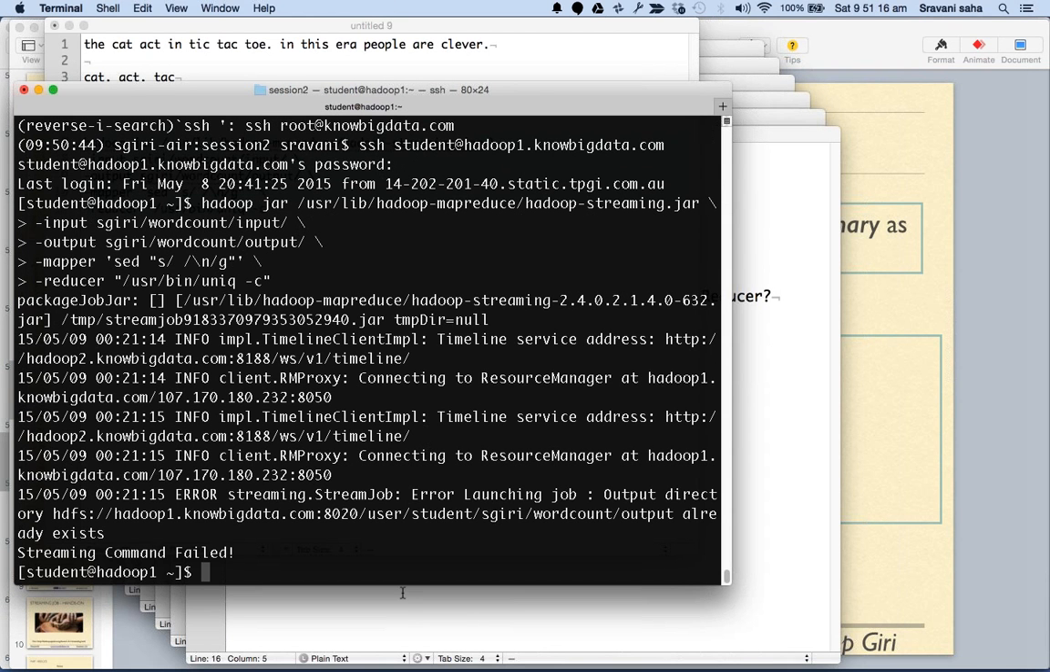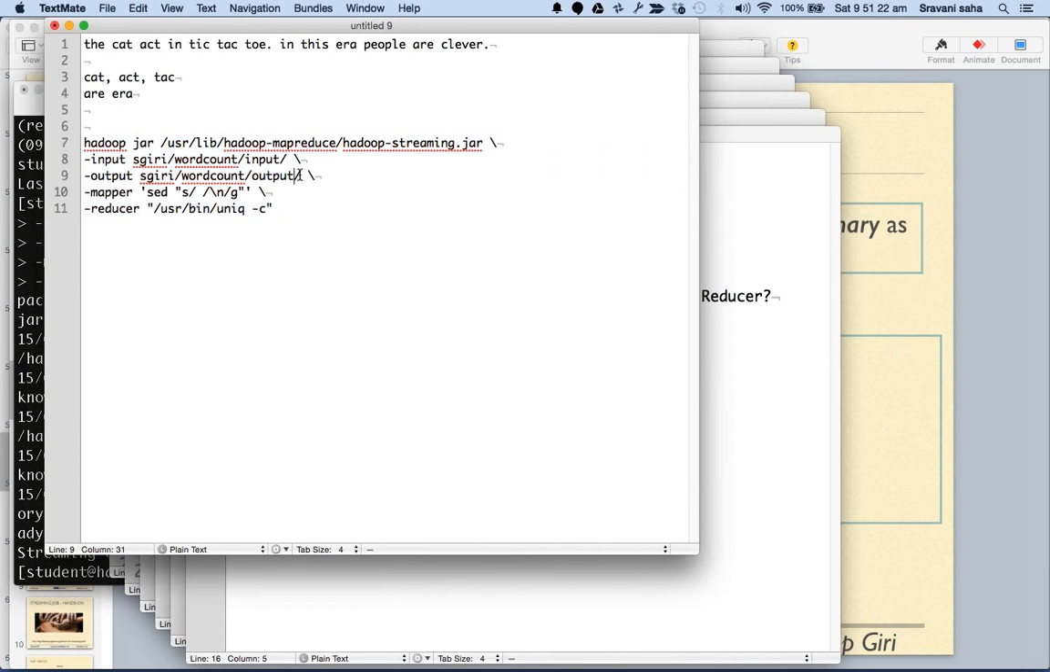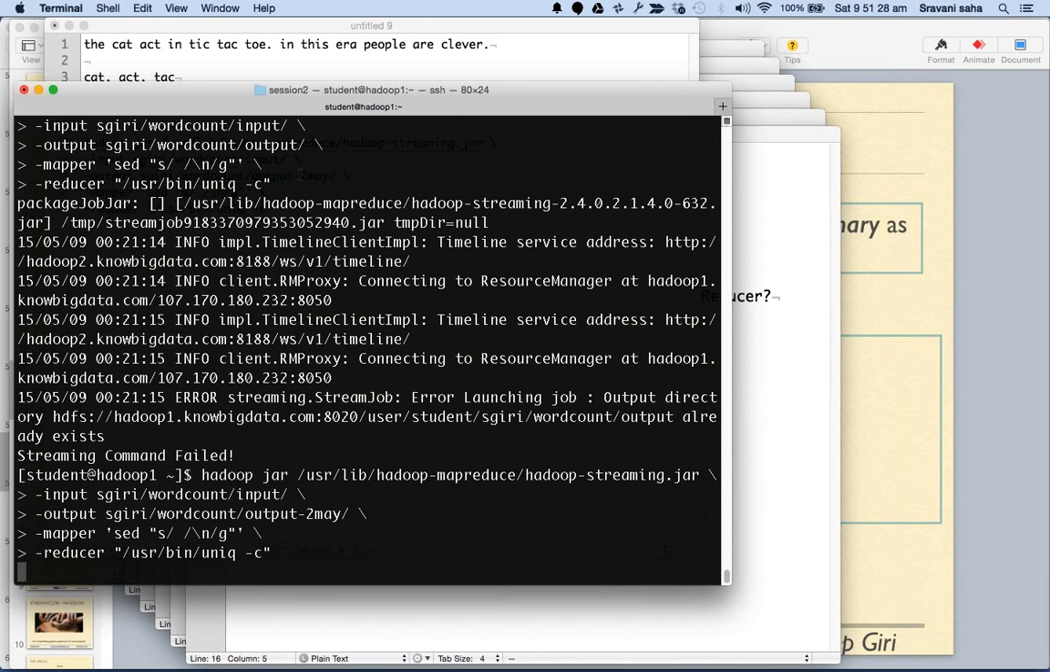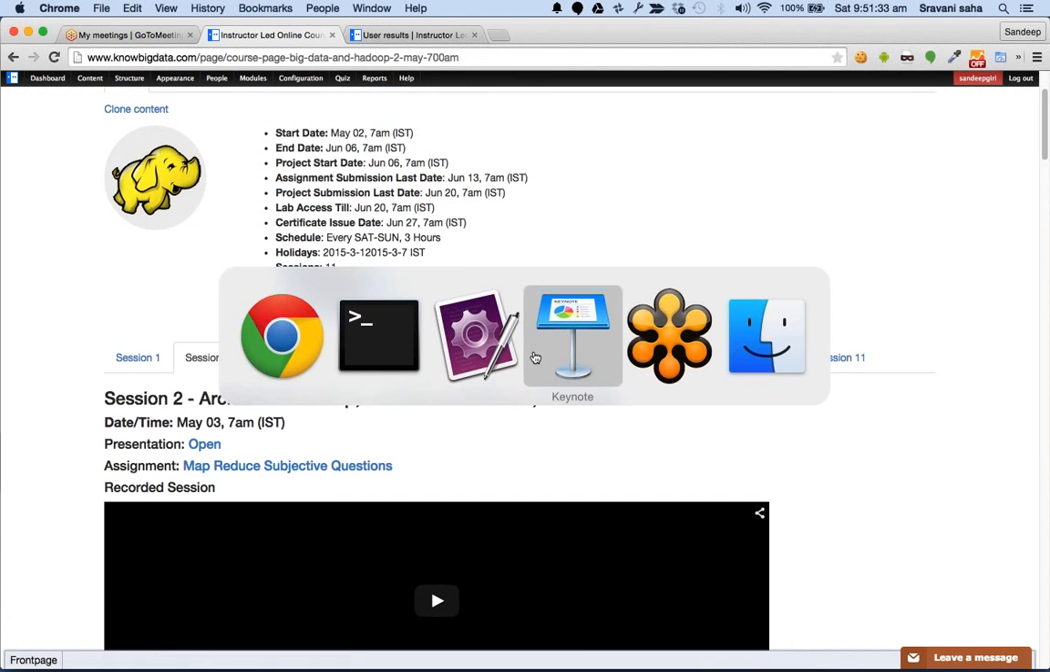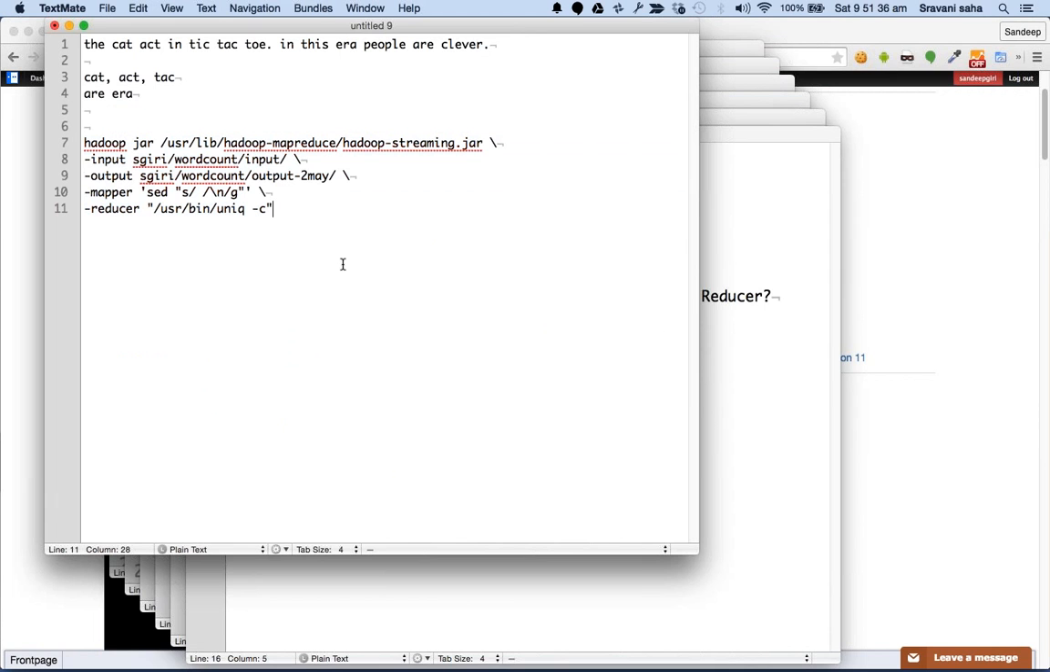So it must give an error. It says that output folder already exists. So let's change the output to, say, 2 May. So that will get executed. It's getting executed. Now in the meantime, let's get a look at what's going on. It will execute this as mapper, this as reducer. What will this do? This will give out one word per line, and that is the mapper. Which means that the value is null, but here we do a count on each value.